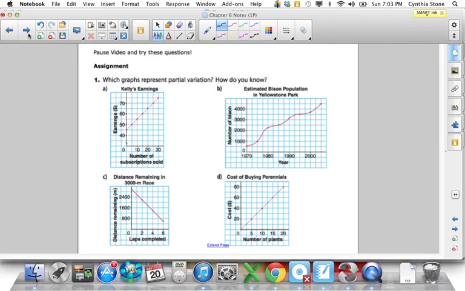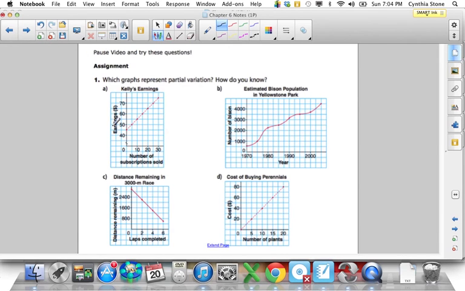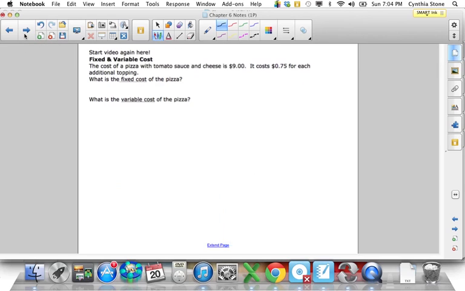So actually, you're going to pause the video. I'm not going to stop videoing, but I want you to pause and do these questions. Which of these represent partial variation based on what I just told you? And there is a question at the bottom too, question number 2, which is identify the vertical intercept. A straight line that passes through 0, 0 is direct. A straight line that does not pass through 0, 0 is partial.